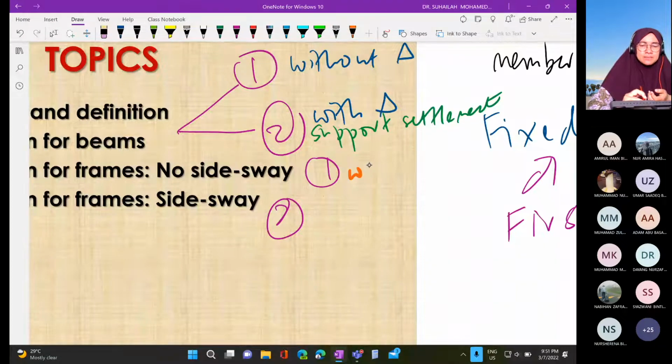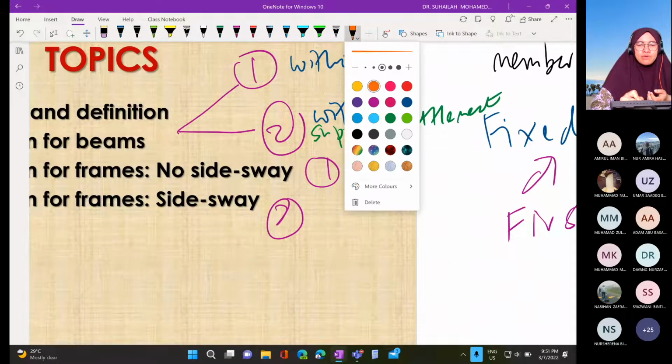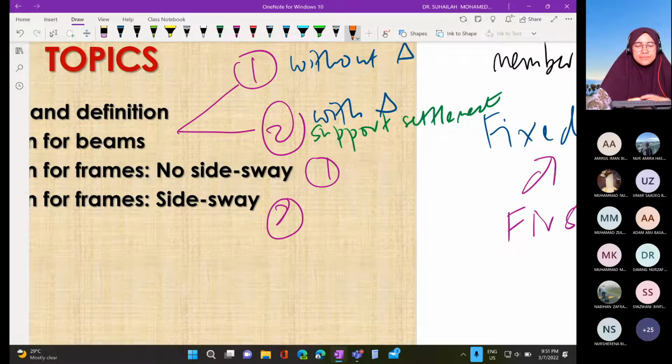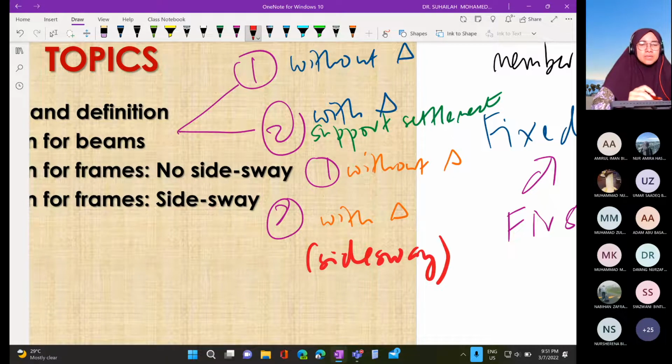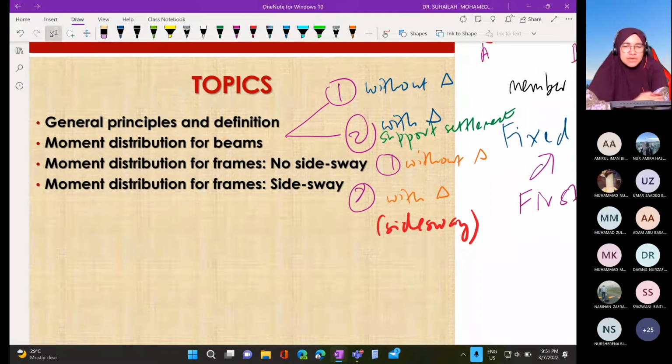Same as above, but delta for beam and delta for frame represent different things. Without delta, and frame with side sway with delta. So this delta in frame refers to side sway.